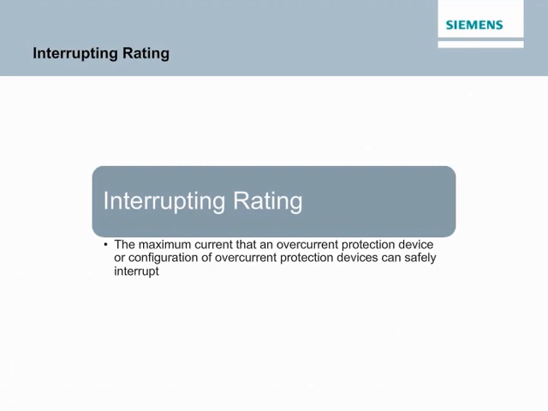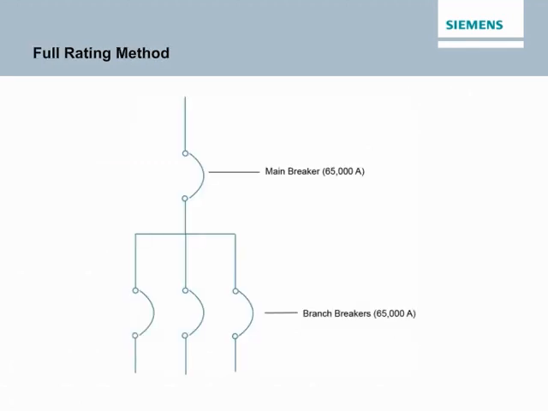The interrupting rating of a switchboard, which incorporates a configuration of overcurrent protection devices, depends on the interrupting rating of the overcurrent protection devices and the rating method used. There are 2 methods used to determine the interrupting rating of a switchboard: the full rating method and the series rating method. The full rating method requires selecting circuit protection devices with individual ratings equal to or greater than the available fault current. For example, if 65,000 amperes of fault current are available at the service entrance, every circuit protection device must have a 65,000 amperes interrupting rating.